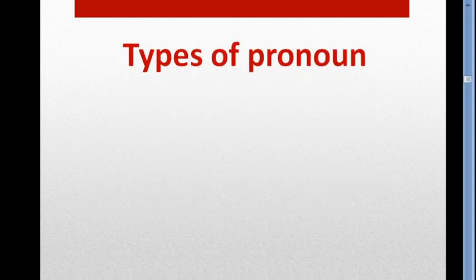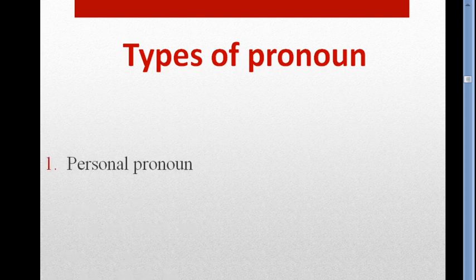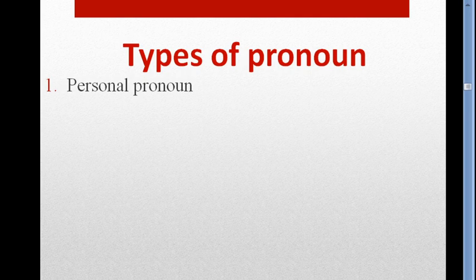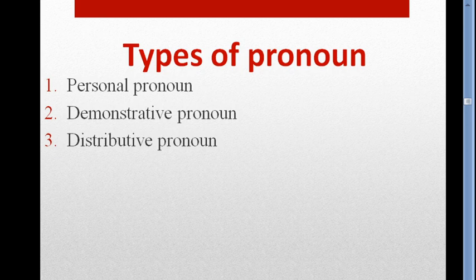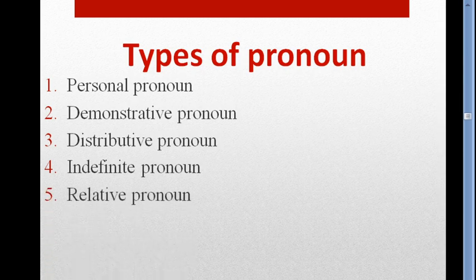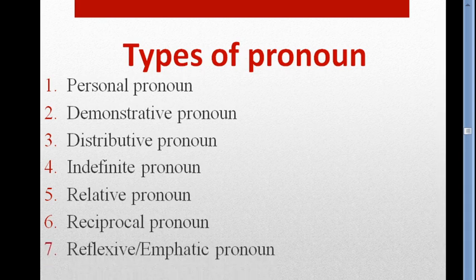Types of pronoun, we know there are 8 types of pronouns we have. What are they? Number 1, personal pronoun. Number 2, demonstrative pronoun. Number 3, distributive pronoun. Number 4, indefinite pronoun. Number 5, relative pronoun. Number 6, reciprocal pronoun. Number 7, reflexive pronoun or emphatic pronoun. We can say it emphatic pronoun also. Number 8, interrogative pronoun. So let's know about them. What are the pronouns and what are their functions?